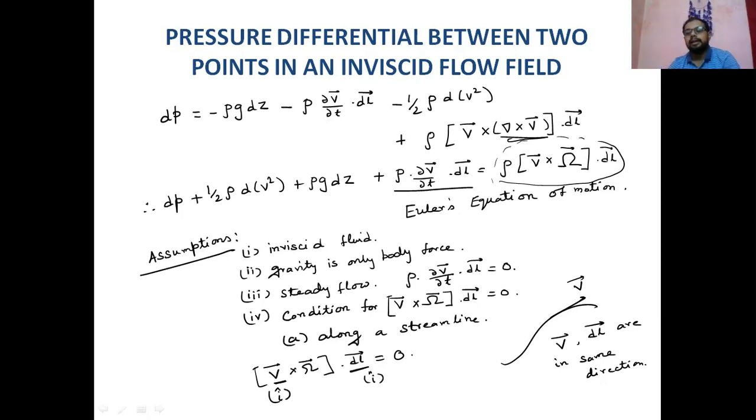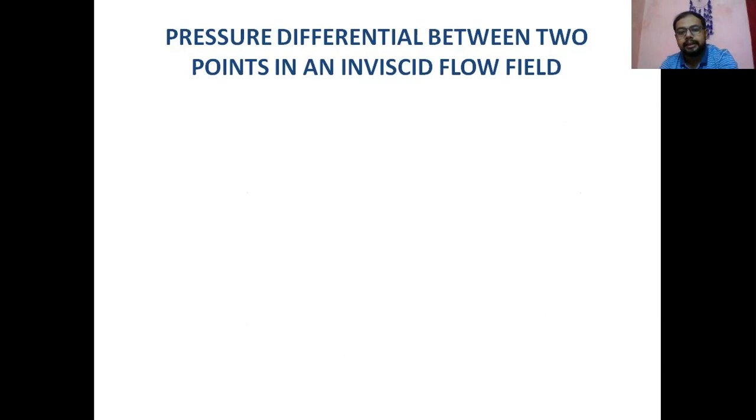So V and dl is the same. This we just here one roughly. So the condition we are telling, the condition for V cross curl of velocity vector, or vorticity, dot dl to be 0. What is the condition? We are searching for the conditions.